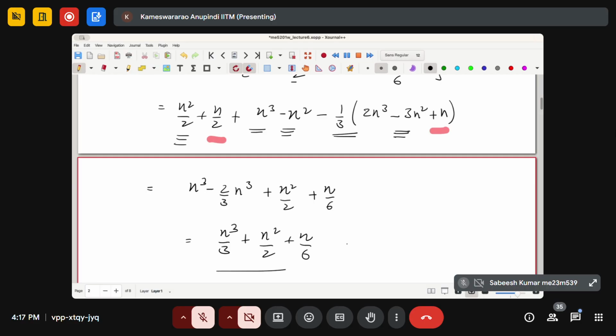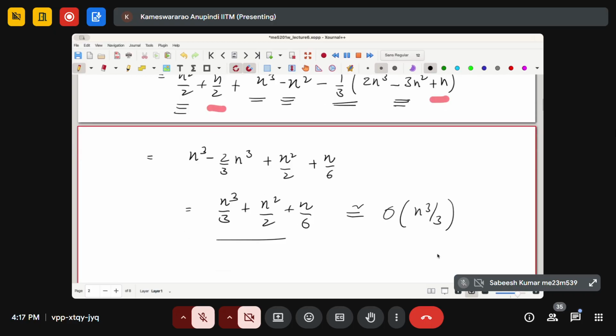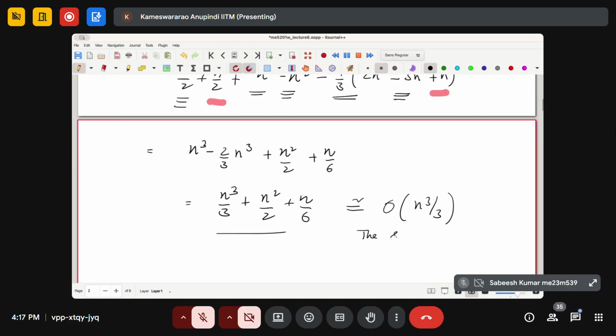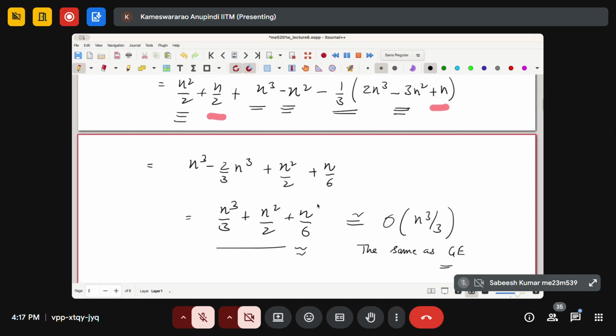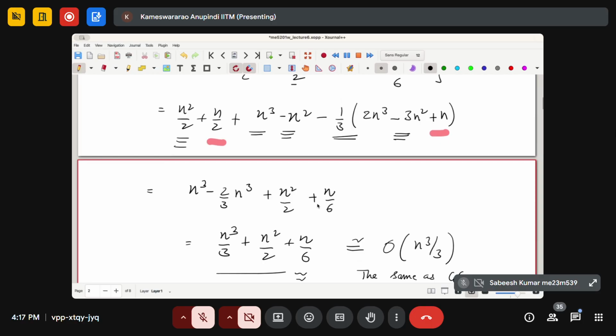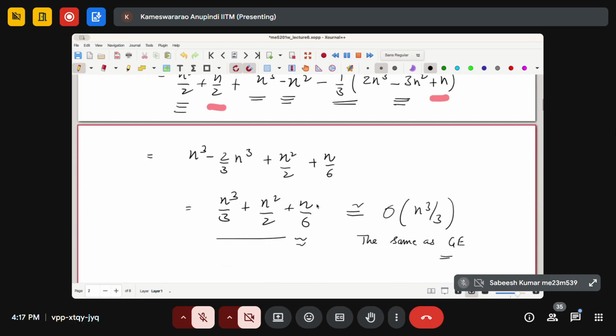Okay, so that means the leading order is order n cubed by 3, which is the same as Gaussian elimination, right? In terms of the leading order, there may be some small differences in the n by 6 and so on. Okay, that is possible. But that is about the leading order for the LU decomposition.